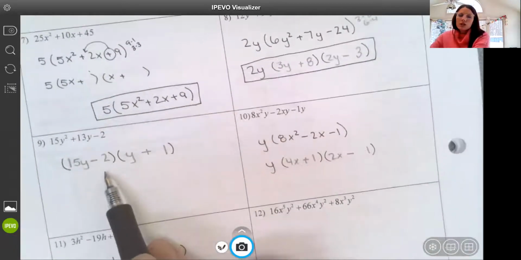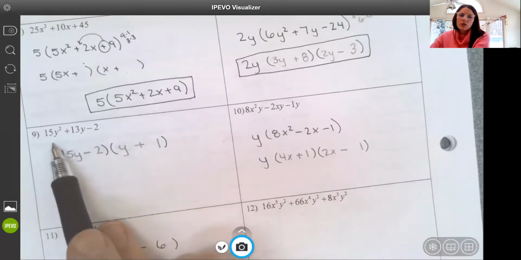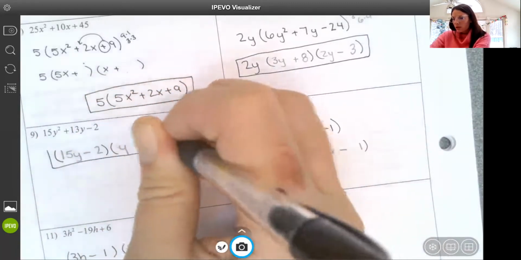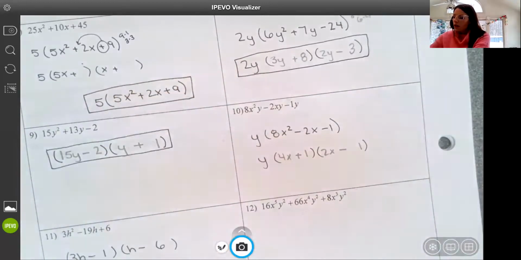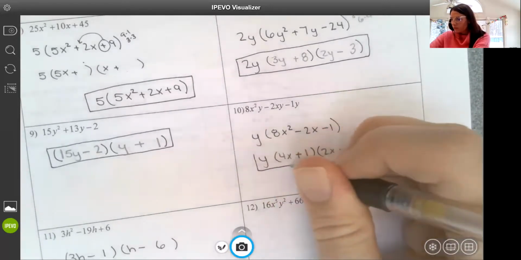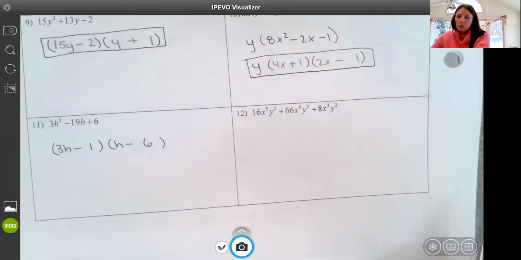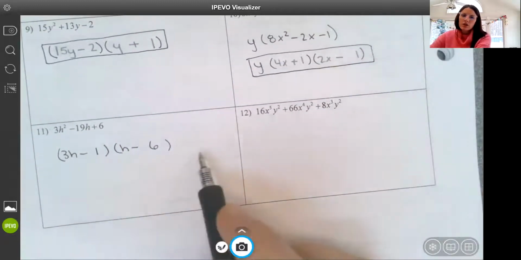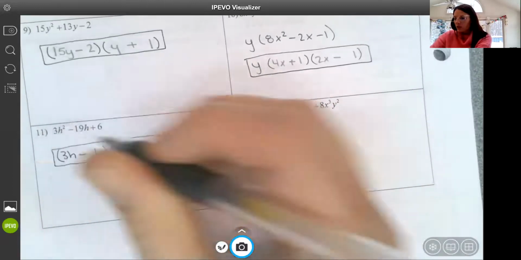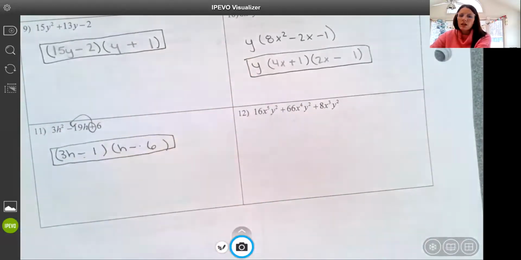On 9, there's no GCF, and that's a little tricky. Instead of 5 and 3, we're using 15 and 1 for the leading term factors to make the middle term positive 13. And on 10, I can take a y out and factor what remains. And on 11, no GCF there. I just factor those terms. Again, looking at the OI to determine where to place things and what to do. I know positive C value, negative middle term, negative, negative.